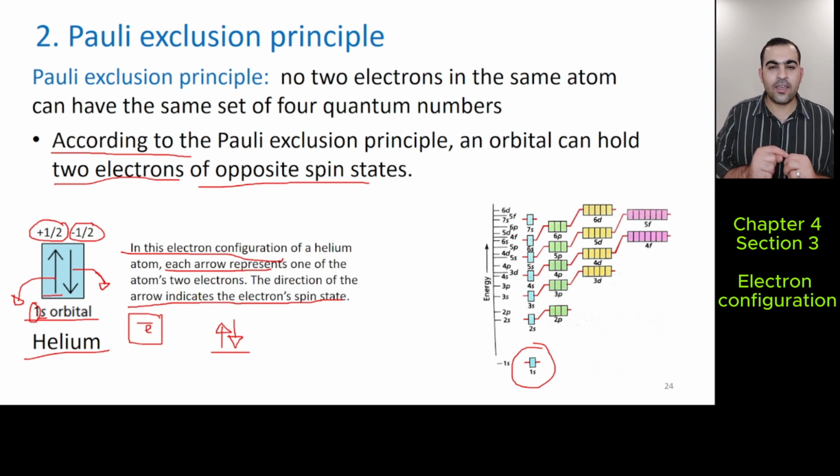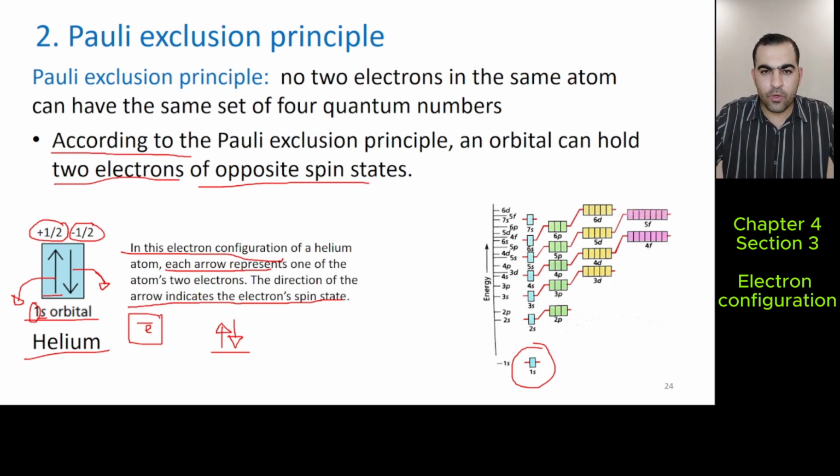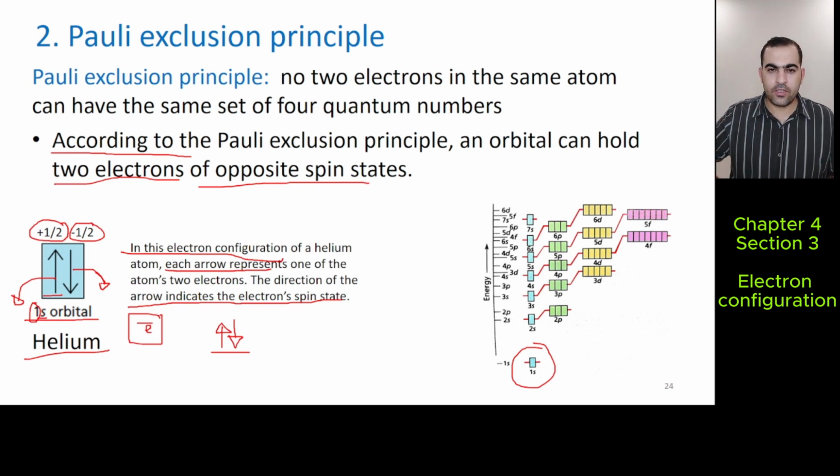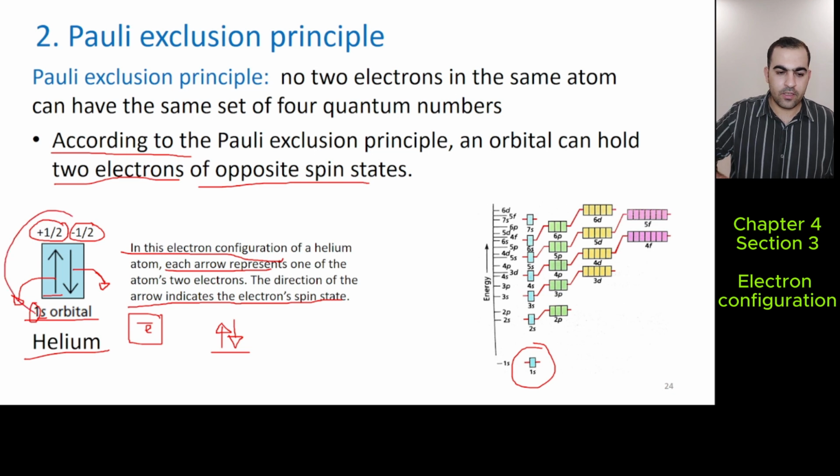They are different in what? In their spin quantum number. Okay? Here, this is what is important for you to know. Two electrons in the same orbital must have different spin states. Here, this is what you must know.